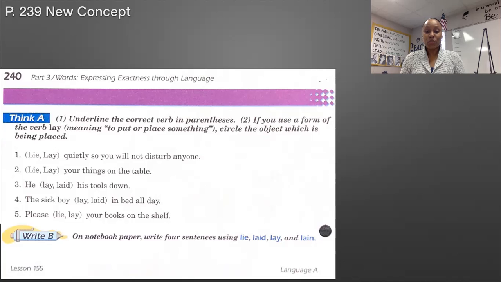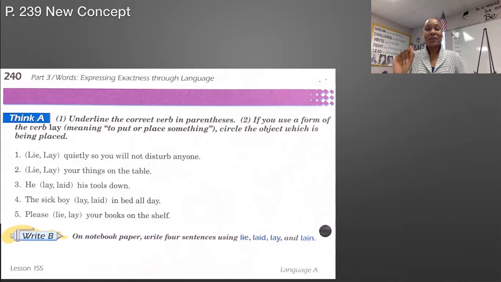Let's continue with lay. Now I lay my pencil down. Remember, you are putting your pencil down or you are placing your pencil down. Now I am laying my pencil down. Yesterday, I laid my pencil down. Often, I have laid my pencil down. Very good. So we are going to now move into some exercises together so you can practice that concept.